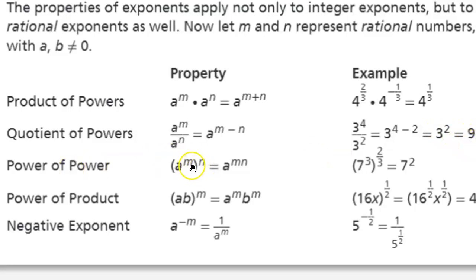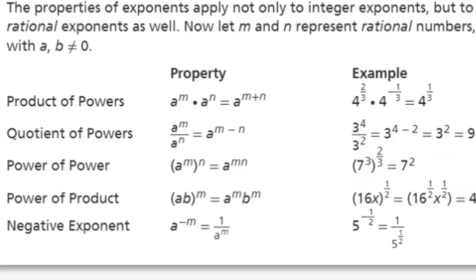The power of a power tells us if we have a value with an exponent and an exponent outside the parentheses, we can multiply the exponents together. So like I have 7 cubed and then being raised to the 2/3 power, we can multiply those two exponents. Now 3 times 2/3 would be the same as 6/3, and 6/3 simplifies to be 2, or you can think of it as the 3's cancel out, leaving us with 2, so 7 squared, or you could simplify that further and say 49.